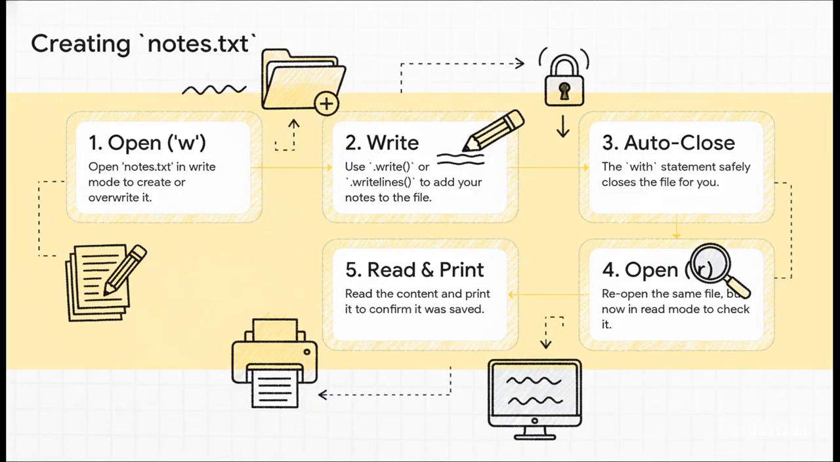First, we'll use with open in write mode, that's W, to create our notes.txt file. Second, we'll use .write to pop some text in there. Third, the with statement will automatically close it for us. Then fourth, we're going to open that same file again, but this time in read mode, R. And finally, we'll read the contents and print them to the screen, just to confirm that our notes are safe and sound.